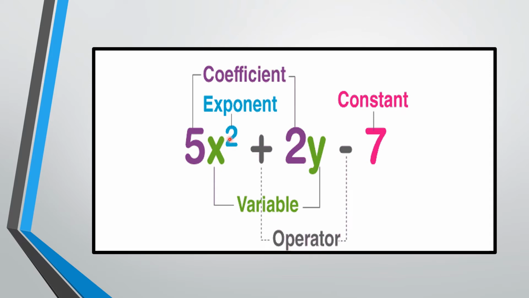Now, what is an exponent? We have learned exponents in the previous chapter also. Exponent means the power of the number or the variable. So here x to the power of 2, this power is nothing but the exponent. And then constant. Constant means the plain number which is there in the algebraic expression or the polynomial. Here the constant is 7. Operators are plus and minus. So what are all the things we have learned? Coefficients, which are 5 and 2. Exponent, the power 2. Constant, the number 7. The variables are x and y here. And the operators are plus and minus.